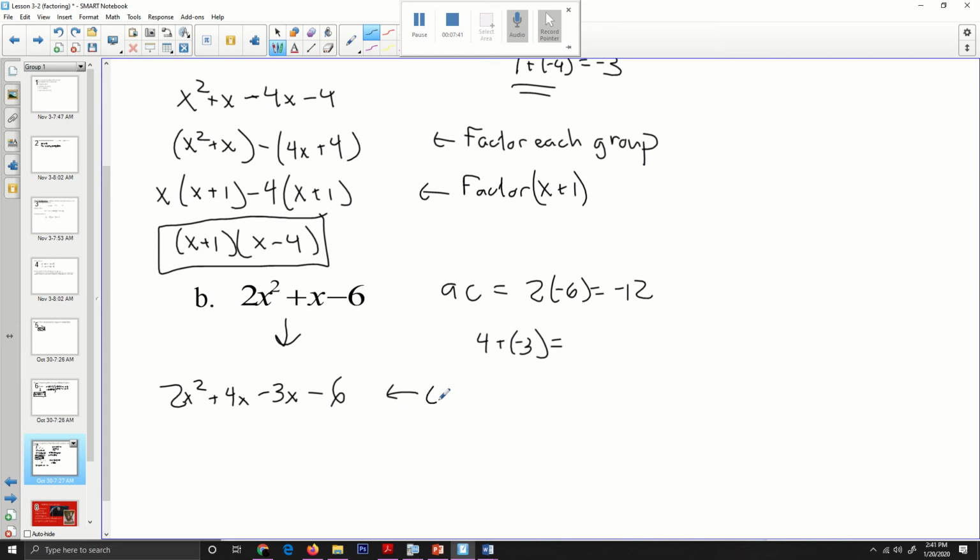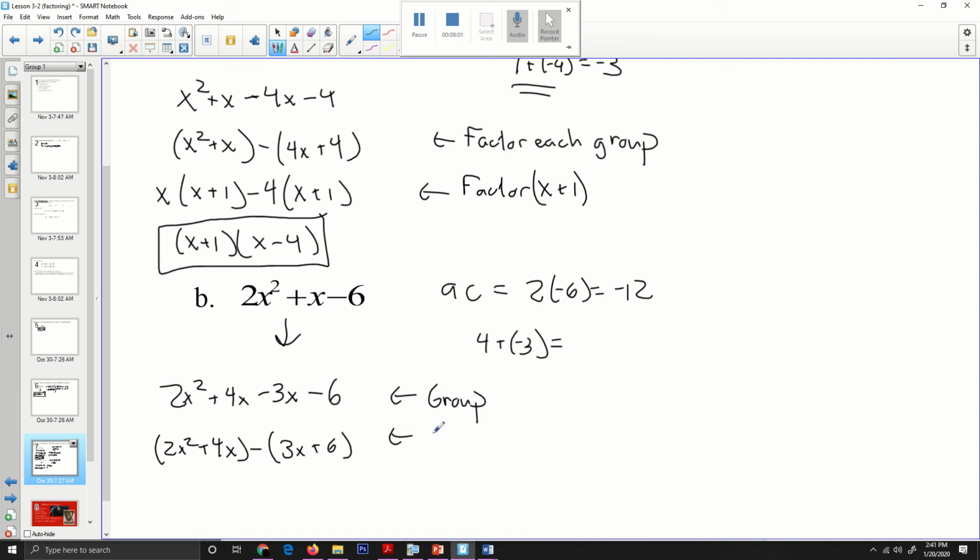Now I'm going to group these things. And if I could spell correctly, we could do that. And that'll give me 2x squared plus 4x. And again, because I have that negative symbol, when I group these, I have to change both signs. So it'll give me 3x plus 6.